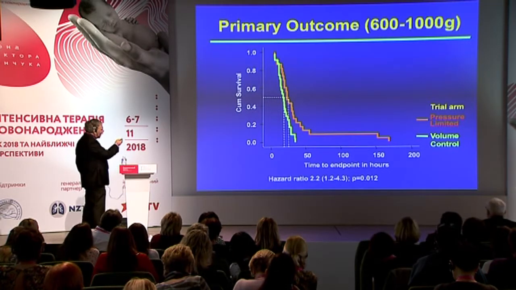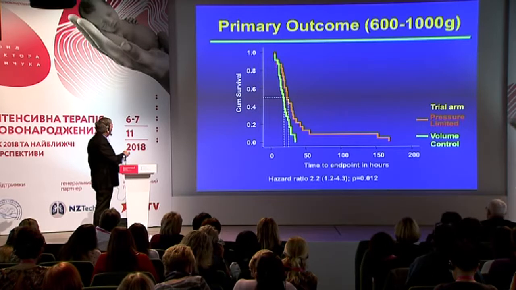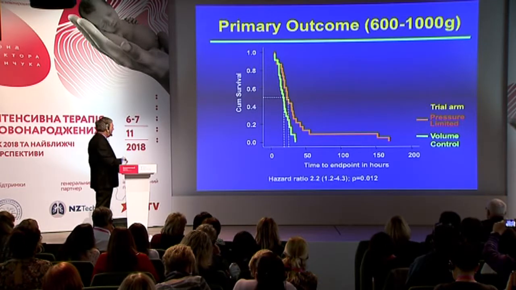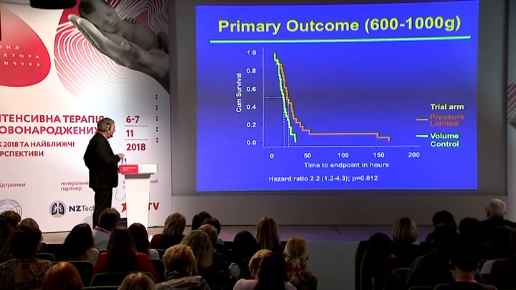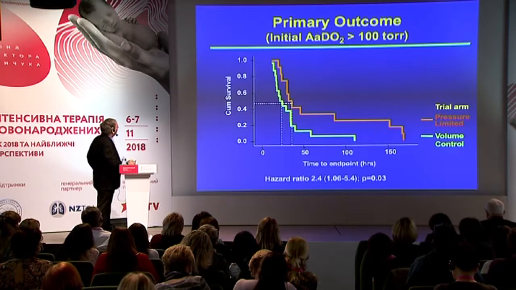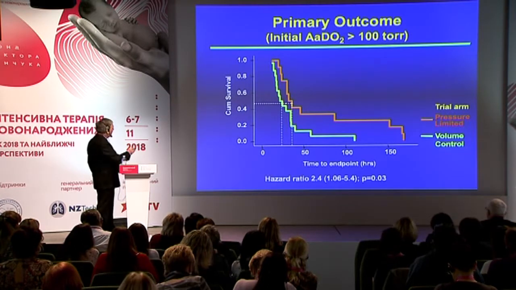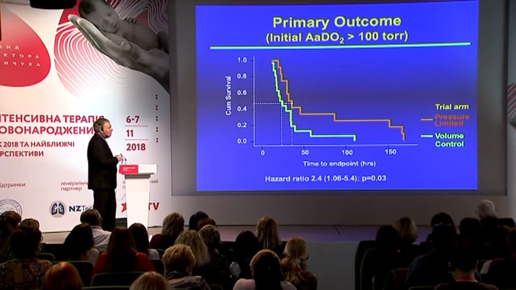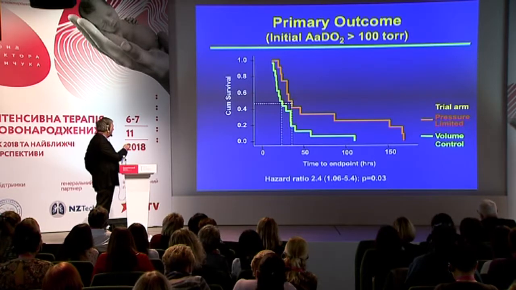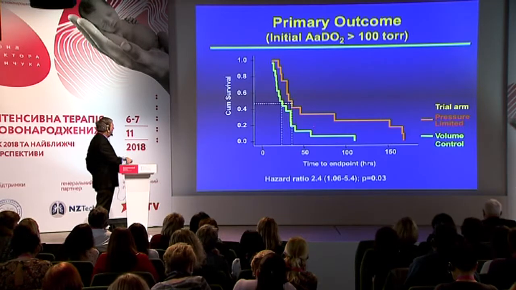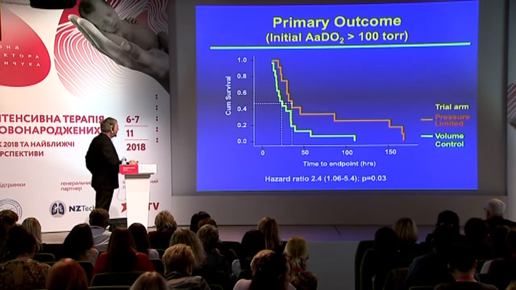But importantly, when we looked at the smallest babies in this study, those who were less than 1,000 grams, we see a decided advantage to volume-controlled ventilation with a highly statistically significant reduction in the time it took to reach the endpoint. We also looked at severity of disease going into the trial. And again, for the sicker babies, those who presented with an initial alveolar arterial oxygen gradient of greater than 100 torr, you can see again that volume ventilation proved advantageous with a statistically significant reduction to the endpoint.